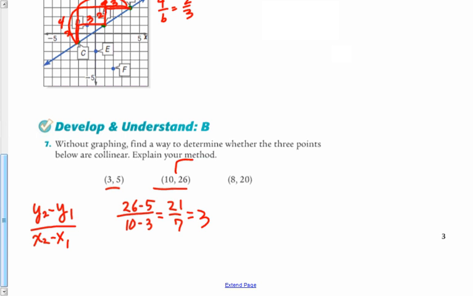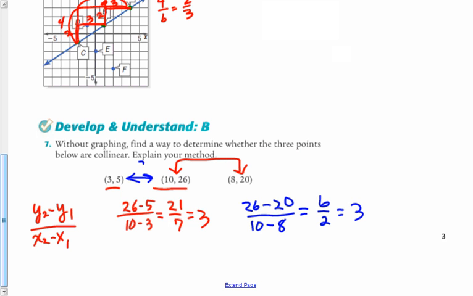Now I'm going to check the slope between these 2. I'll put that in a different color so we can see that. So for that, I'm going to do 26 minus 20 for my y values, and 10 minus 8 for my x values. And if I subtract those, I get 6 over 2, which is 3. Since the slope between these 2 is 3, and the slope between these 2 is 3, I know that those 3 points are collinear because there's the same slope between them.